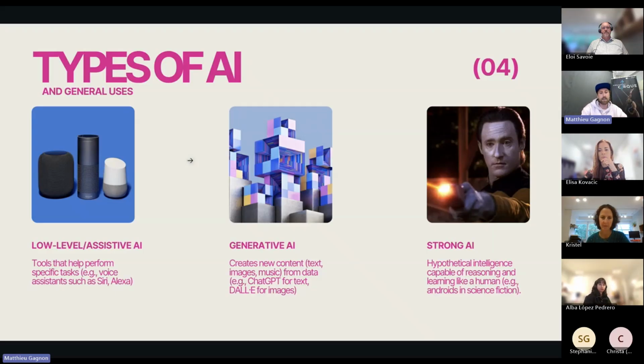In the last few years, we've integrated generative AI as well, to create new content. From text, images, music, from data: ChatGPT for text, for example, DALL-E for images. So basically, you are creating something from nothing with generative AI. And finally, we have strong AI, so basically actual artificial intelligence. That actually does not exist yet. We are not there yet. It will probably take a few years if we ever manage to do it, but it's still hypothetical for now. So computers and AI cannot actually think like a human yet.